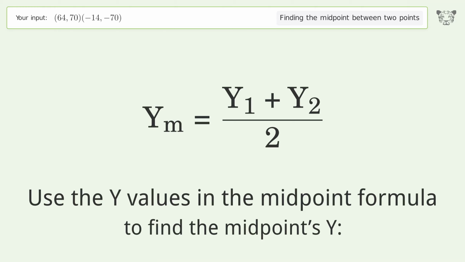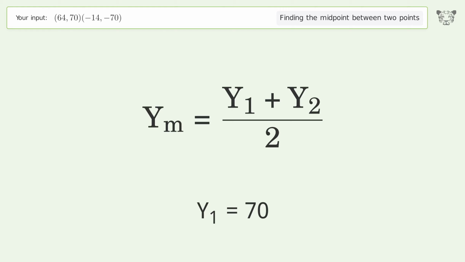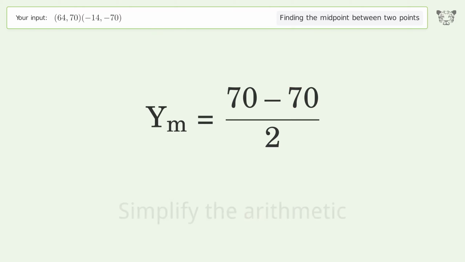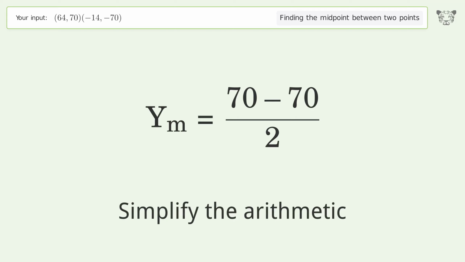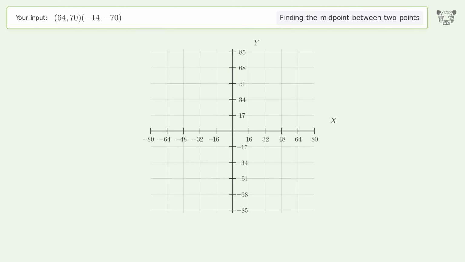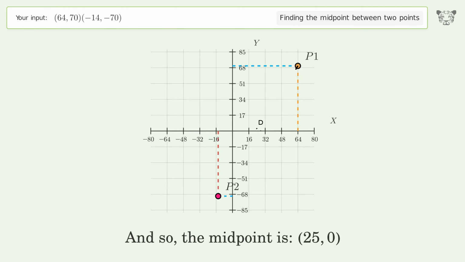Use the y values in the midpoint formula to find the midpoint's y. y1 equals 70. y2 equals negative 70. Simplify the arithmetic. And so, the midpoint is 25, 0.